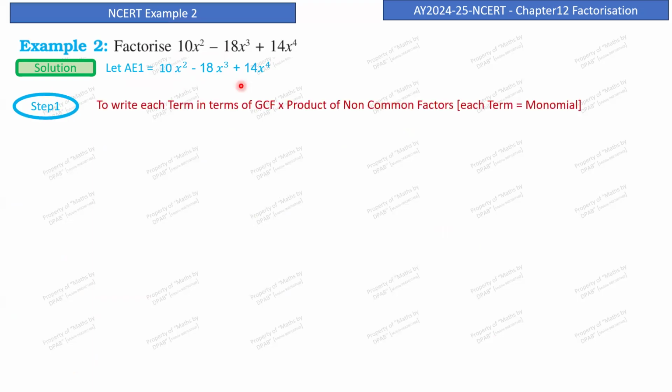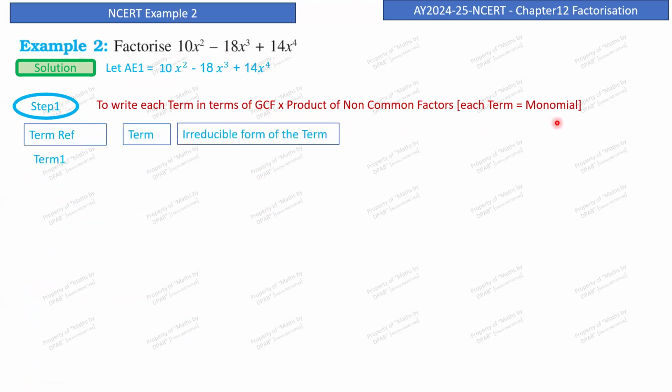Step 1 is to write each term in terms of greatest common factor into product of non-common factors, considering each term as a monomial. So this is the tabular form: term reference on the left-hand side, term in the middle, irreducible form on the right-hand side. So what is term 1? Term 1 is 10x squared. So that's what we are writing here. And the irreducible form of the term, what is this? Since this is a positive one, we need to put plus 1.